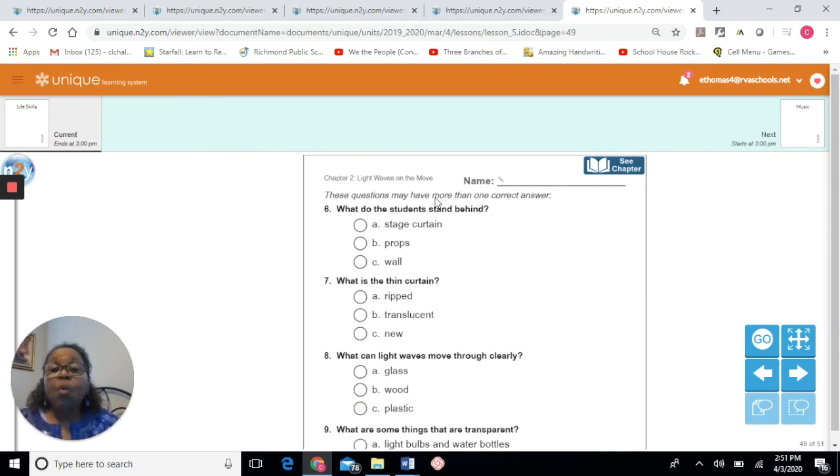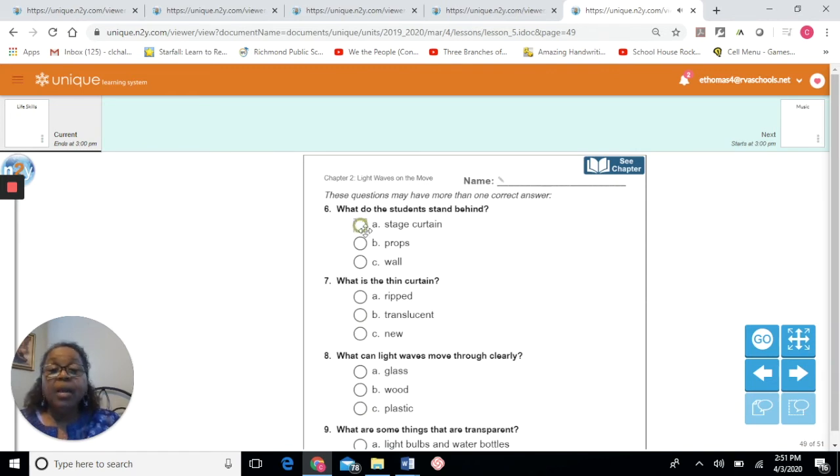So, number 6, what do the students stand behind? That's kind of easy. Let's look. They stand behind stage curtain, props, wall. Let's see what we can slash and trash. In the book, did we read anything about stage curtain? Yes, we did. Did we read anything about students standing behind props? I don't remember that. Did we read anything about students standing behind a wall? I don't remember that either. So I'm going to figure that the best possible answer is A.